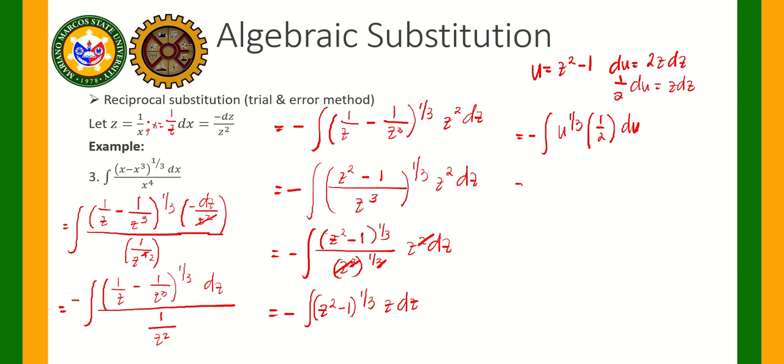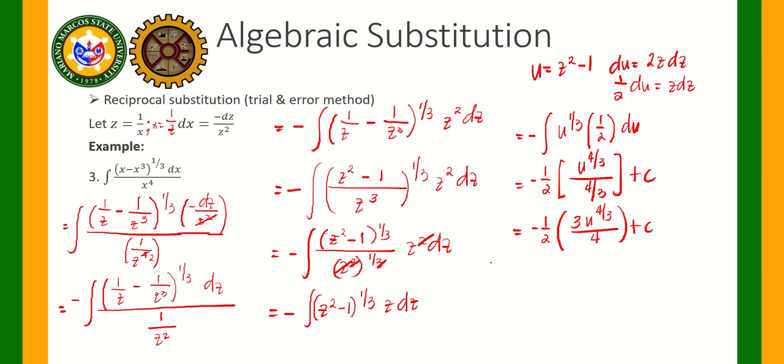So we can isolate si constant. This is equal to negative 1/2. And the integral of u raised to 1/3 du is equal to u raised to 1/3 plus 1, that is u raised to 4 over 3 all over 4 over 3, and then plus c. So simplifying further, this is equal to 1/2 times 3u raised to 4 over 3 all over 4 plus c. And then this will be equal to negative 3 over 8.